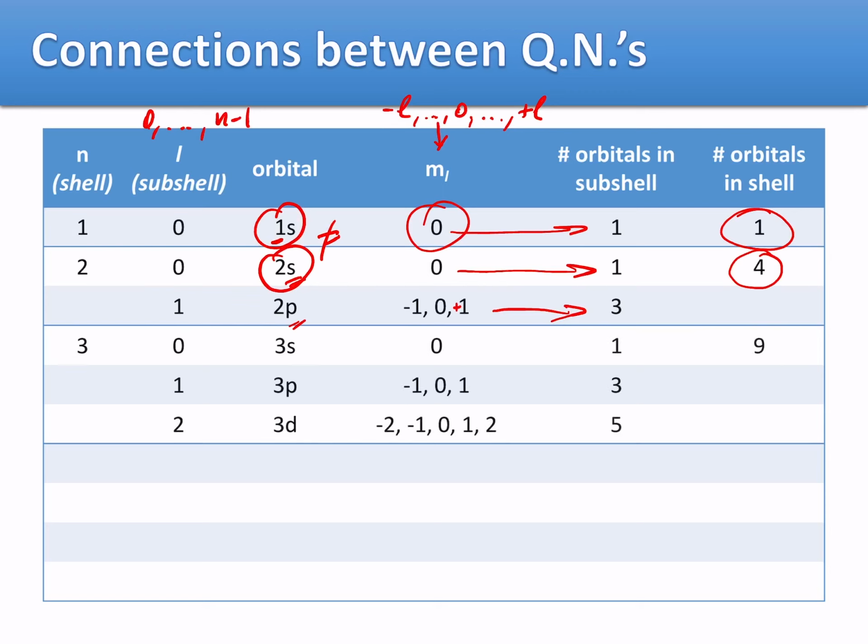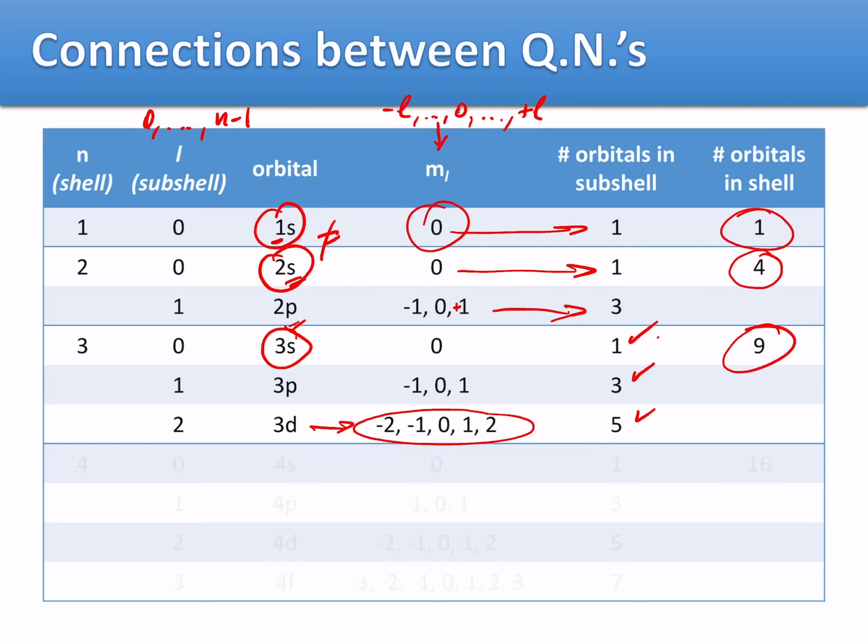Now here, 3s is the same orbital but belonging to a different energy level. The values of ML stay the same, except that now for L equals 2, we have 5 different values of the ML quantum number. You have 1, 3, and 5, so 9 total orbitals in that energy level.